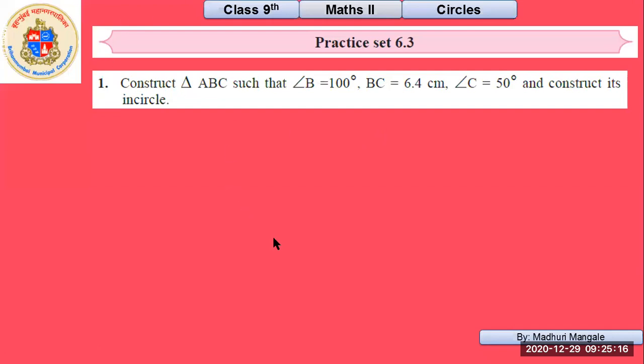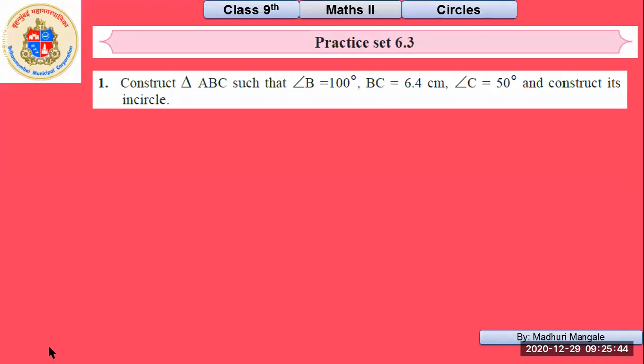So here, this is the first question. Construct triangle ABC such that angle B is 100 degrees, BC is 6.4, angle C is 50 degrees, and we are asked to construct the incircle. All right. So step one, we will draw a rough diagram. Correct. So how would that look like?